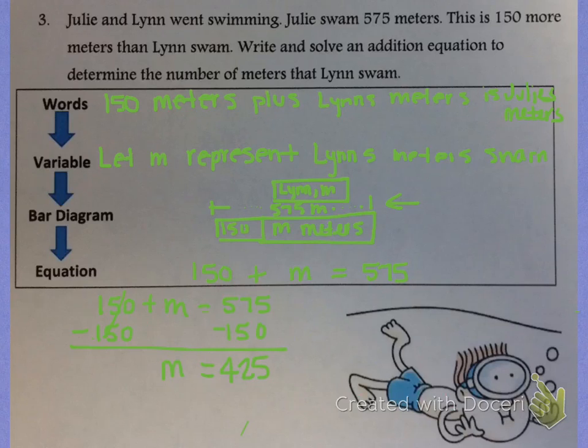I check by saying if I plug my variable back in and get 150 plus 425, does that equal 575? And yes, it does. Therefore, M equals 425. That's saying that Lynn swam 425 meters.